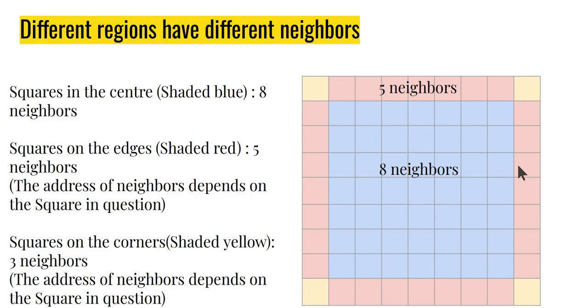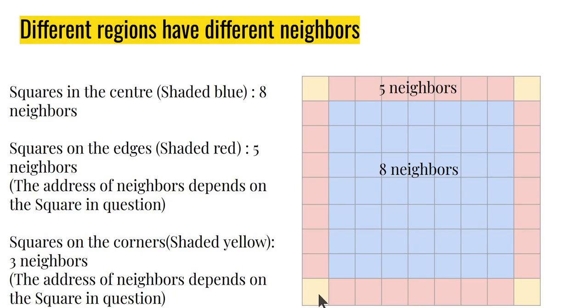Next, we have squares that are in the red zone, which are on the edges. Now, first thing, notice that these have 5 neighbors. And the location of the neighbor depends on the square itself. For example, for this square over here, the squares that are falling in this zone of C are the neighbors, whereas for this square over here, the squares that are falling in this inverted C are the neighbors. Likewise, we can see for the up and the down edges.